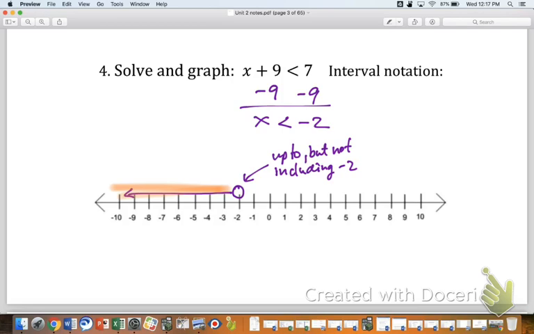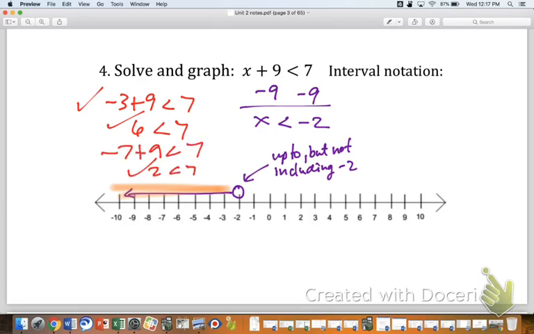So let's just pick one. What do you want to try? -7. -3, -7, sure, those are all good. So if I checked it, I'll just do this off to the side. If I said -3 plus 9 is less than 7, this is 6, and is 6 really less than 7? Yes, it is. If I tried -7, I'd get -7 plus 9 is less than 7, so that would be 2 is less than 7, also true, right? So any numbers you try on the left side of that open circle should work out just fine.